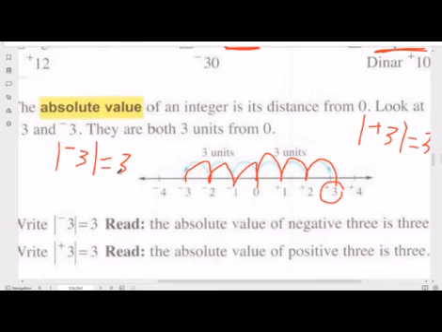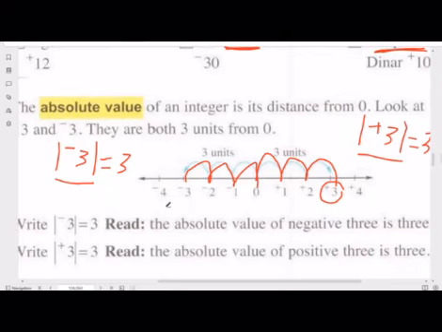So the absolute value of positive or negative numbers, the answer must be positive, okay? How to read it? Let's say this one. The absolute value of negative 3 is equal to 3. The absolute value of positive 3 is equal to 3, okay?